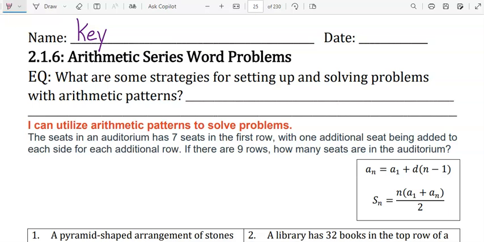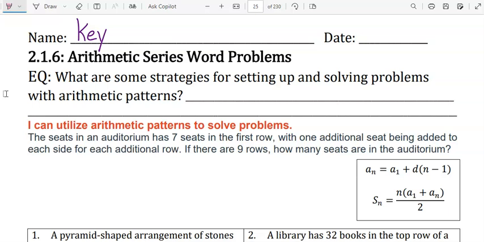2.1.6 Arithmetic Series Word Problems. Essential question: What are some strategies for setting up and solving problems with arithmetic patterns? Skill: I can utilize arithmetic patterns to solve problems.